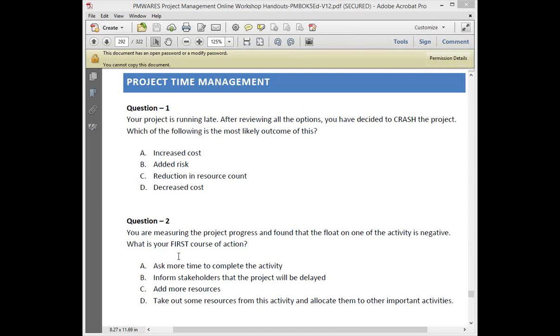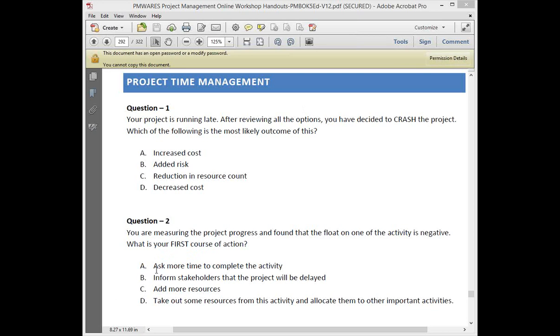A and B are the same. If you see A and B, you are asking for more time, which means your project will be delayed, right? And it is saying inform stakeholders that the project will be delayed. You are telling them the decision that the project will be delayed without even attempting to complete it on time. You are not seeking help.